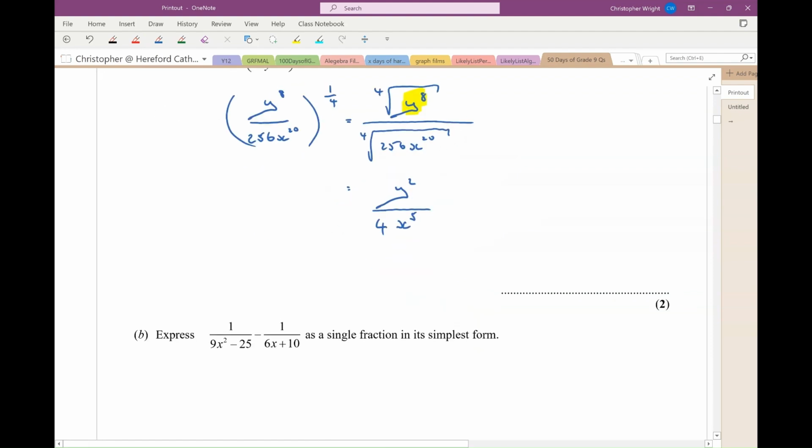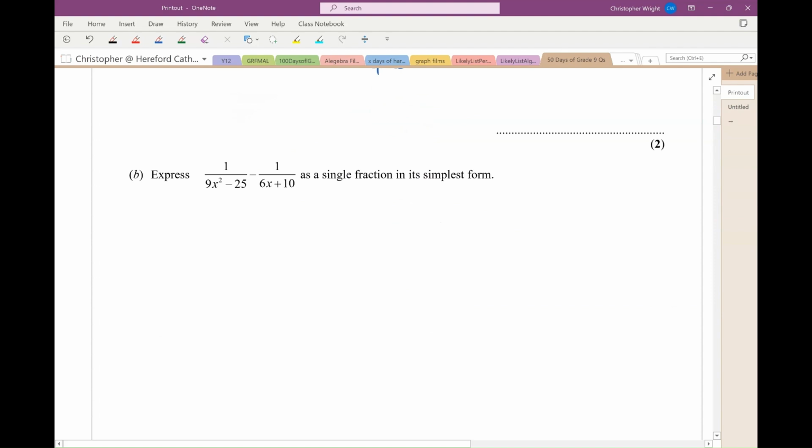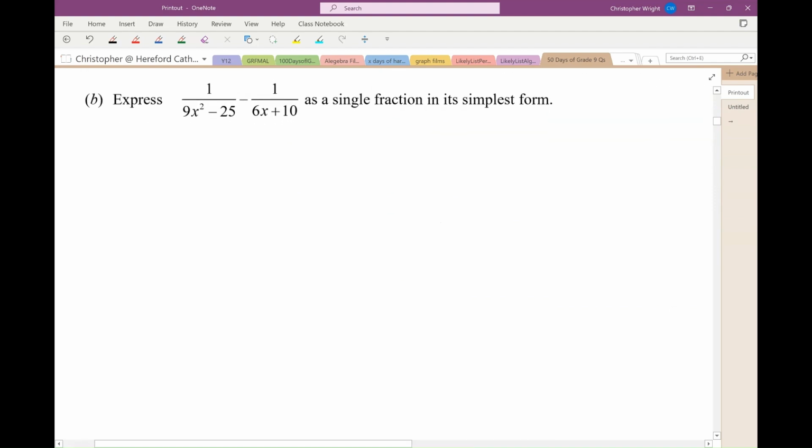Now let's go on to part B. Right, we're subtracting fractions here, aren't we? Algebraic fractions. Now, before we get started, let's write these fractions in a somewhat simpler form. You see on the bottom there, I've got 9x squared minus 25. Well, that's a difference of 2 squares because 9x squared is 3x squared and 25 is 5 squared. So that can be written as 1 over 3x plus 5, 3x minus 5. And let's have a look at this. Can I factorise the bottom there? Yes, I can. I can take a 2 out. Leaves me with 3x plus 5.